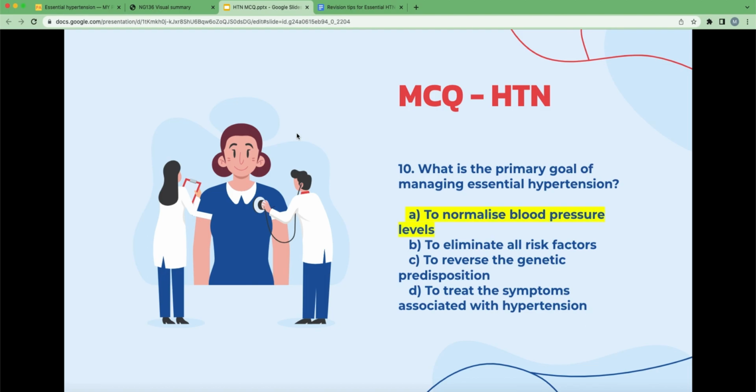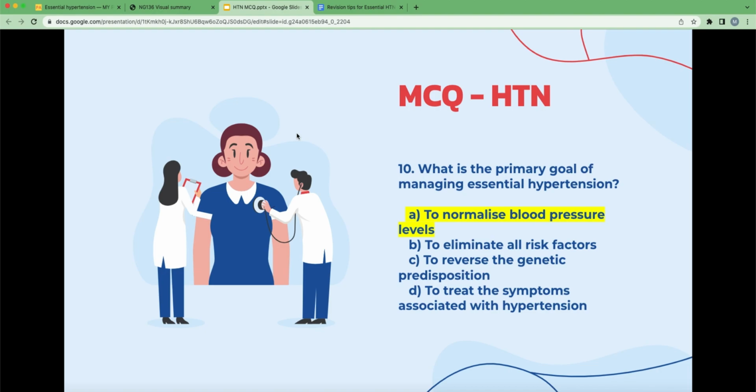Obviously, to normalize blood pressure levels. I don't think we're trying to reverse all risk factors. It's impossible to reverse the genetic predisposition, and to treat the symptoms associated with hypertension, I don't know. What are you trying to treat? Maybe headache? I don't know.